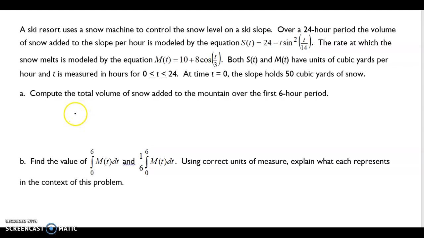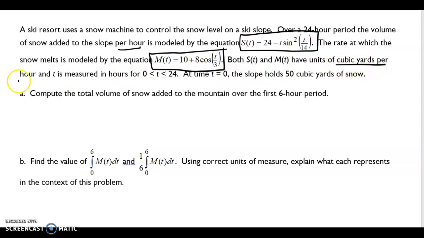Okay, so for our last problem, we have a story problem, and it's about a ski resort. It uses a snow machine to control the snow level on a ski slope. So this first equation says that the volume of snow added to the slope per hour is this equation, S of t. And then the rate at which the snow melts is modeled by the equation M of t. Both S and M have units of cubic yards per hour, and our time is measured from 0 to 24.